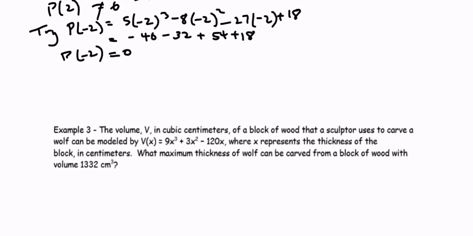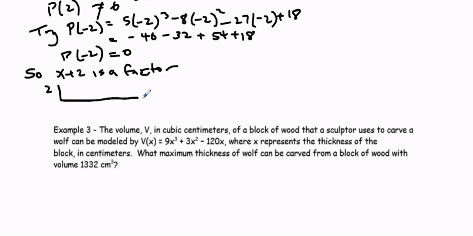So now we know that x plus 2, taking the opposite sign, is a factor, at least a factor. I'm going to do synthetic division because I don't have a lot of room here. I'm going to take my -2 and my coefficients, and that's going to be 5, -8, -27, and 18. Bring down the 5, kickstart. That's minus 10, 18, minus 36. That's 9. 9 times 2 is 18.